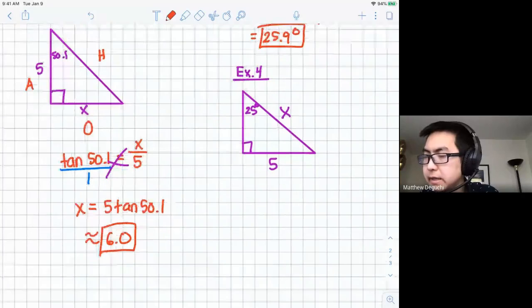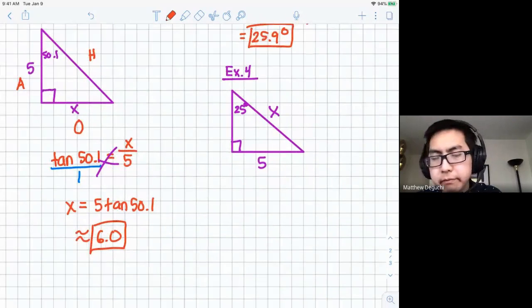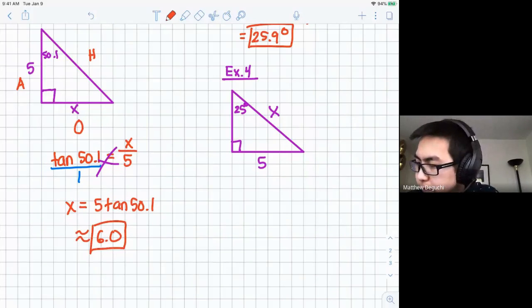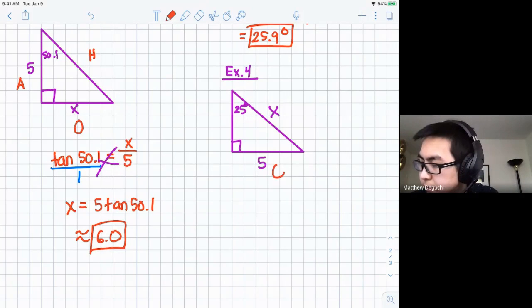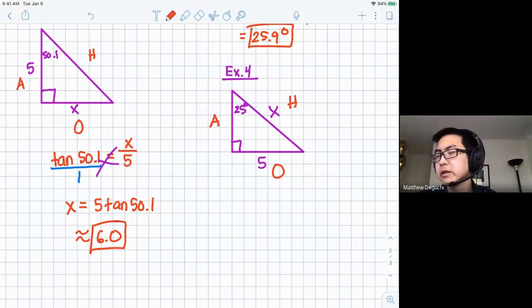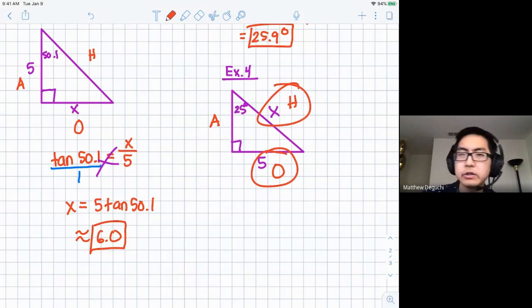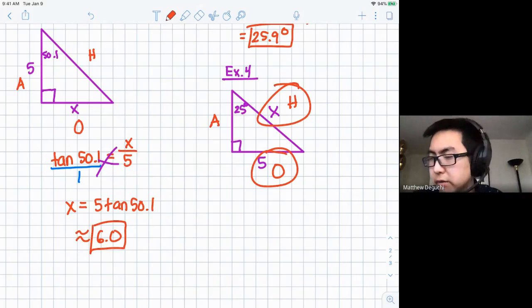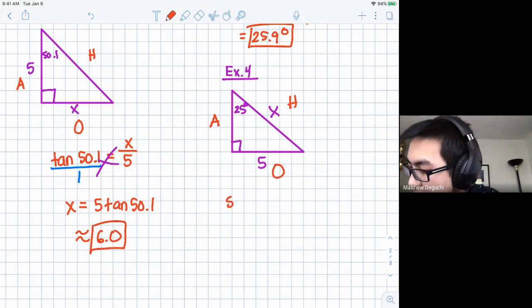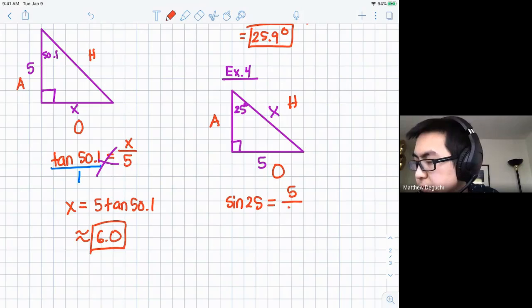And then lastly, example 4. Okay, so in the perspective of this angle measurement, this side is opposite, this side's adjacent, and this side is hypotenuse. There's information at O and H, which means you have to use sine. So sine of 25 is equal to opposite, which is 5, over hypotenuse, which is x.